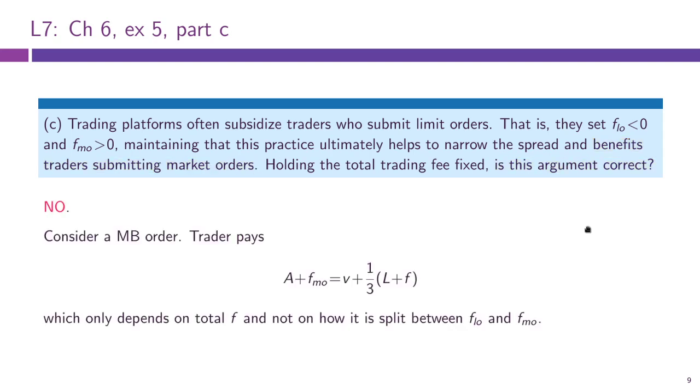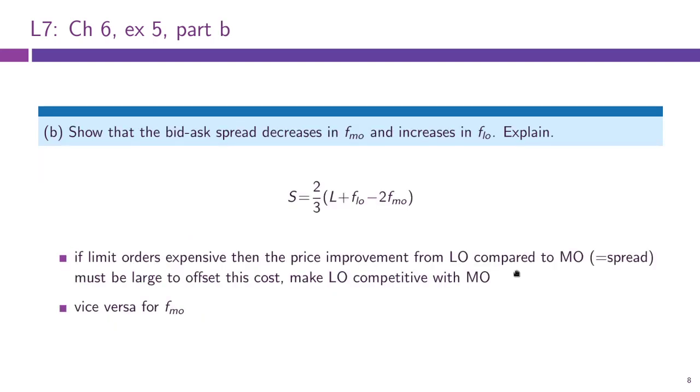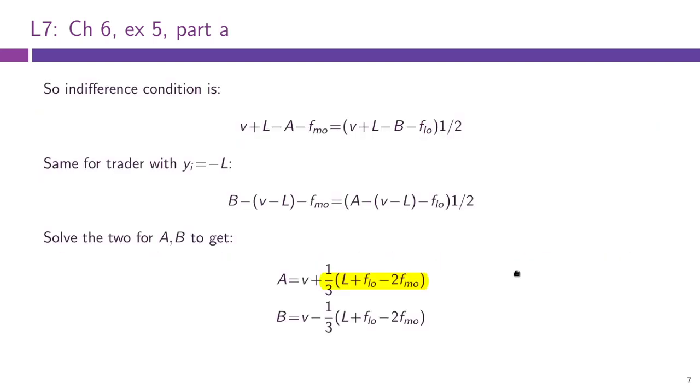So you're thinking in the right direction, but if you do the math, this is what we'll actually get. So consider, for example, a market order to buy. The trader actually pays the ask price plus the FMO. But if you plug in the price that we actually found, this is what you will obtain. So just to go back, this was our ask price. We add one FMO here. So this minus two becomes plus one.